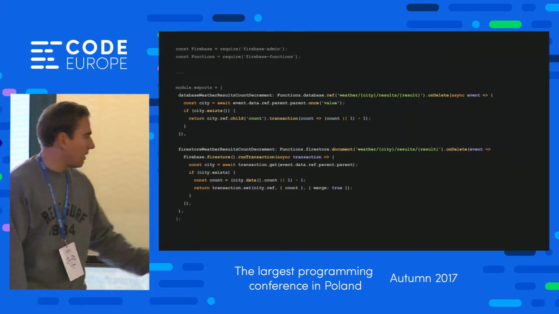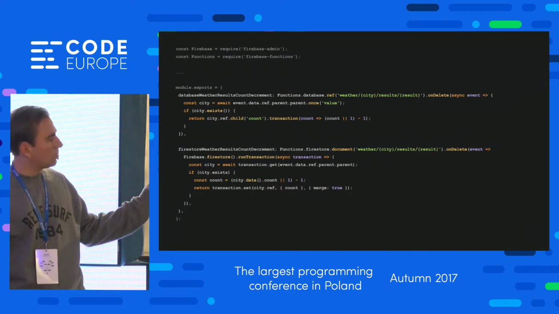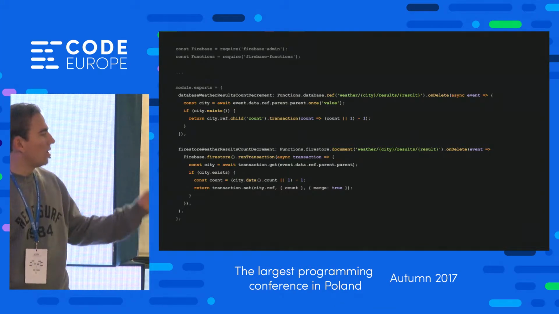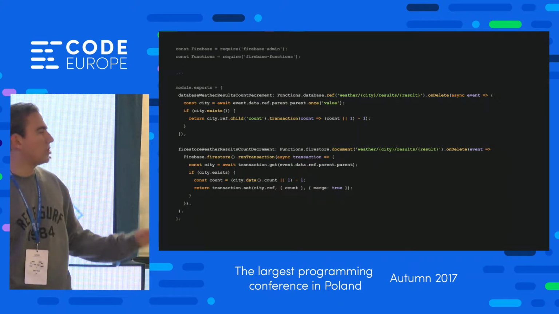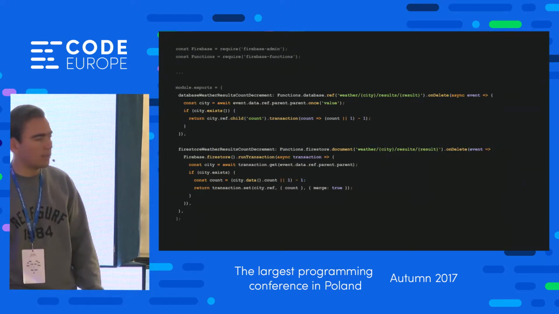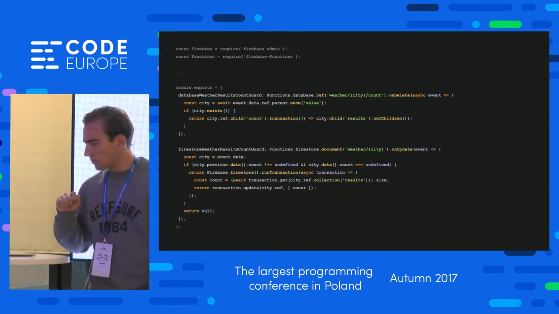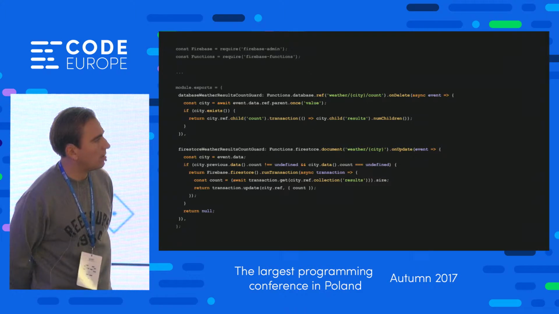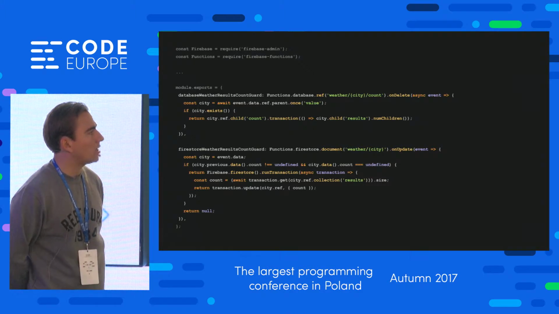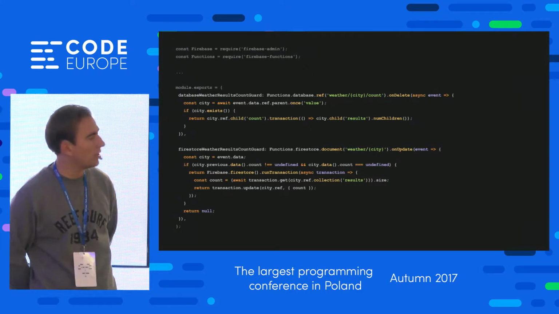And Firestore, same logic. Again, we're running it inside a transaction. We need to get the city, check if it exists, decrement it, and we're going to set it back to whatever it was. And the last one, this is called count guard, and I'm going to show it to you in action in a sec.